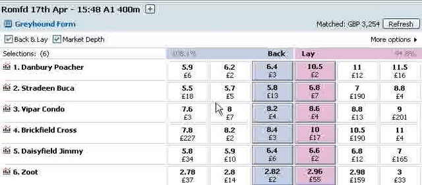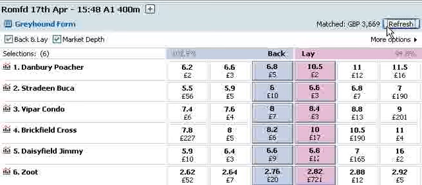If you see here, I'm on the Betfair site and I have a Greyhound race open, and you can see the back prices and the lay prices here. And if I hit refresh, you'll see that there's a few hundred pounds coming into the market every few seconds.